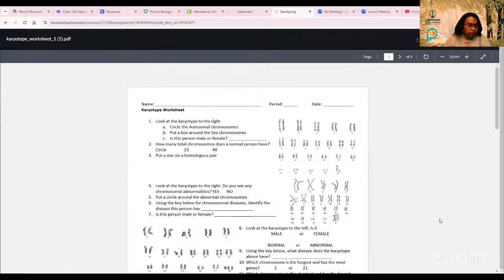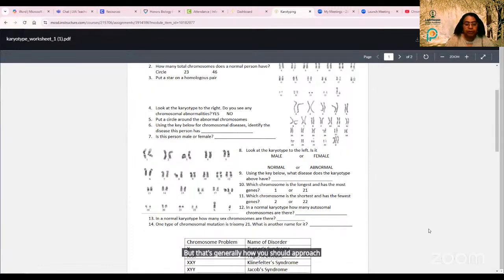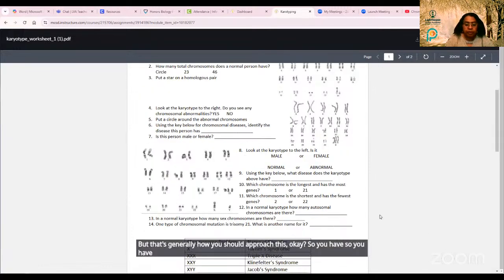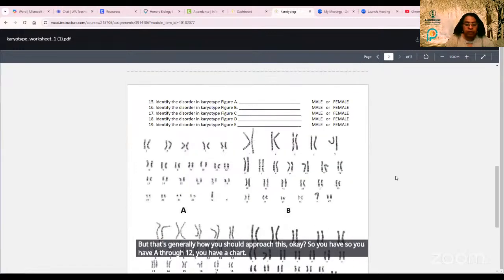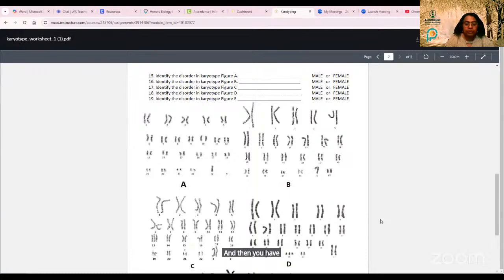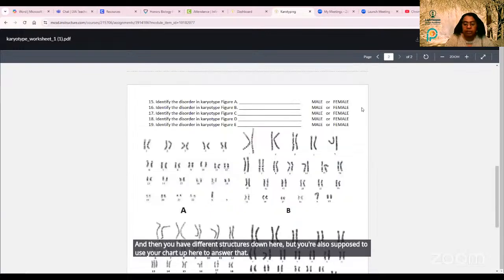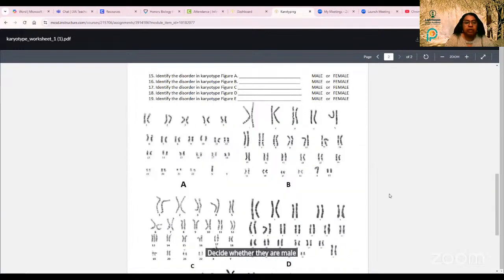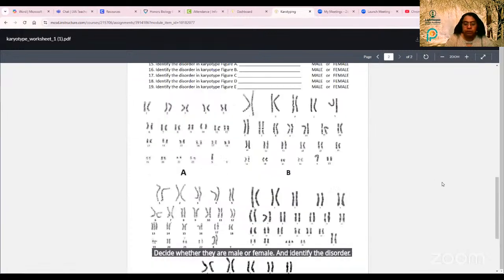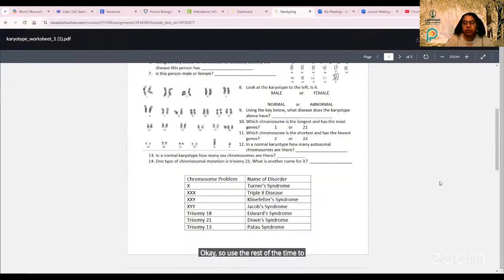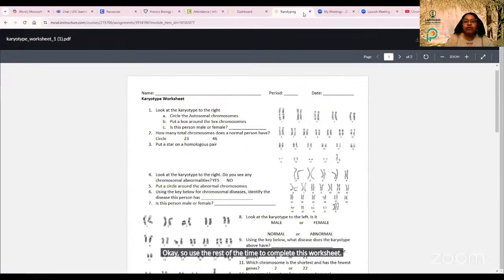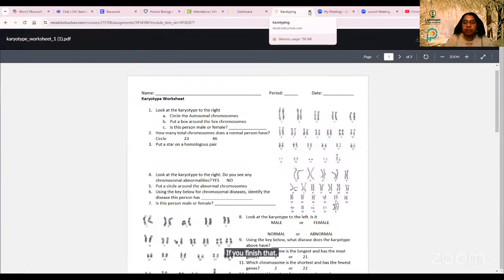So I'm going to let you continue working on this worksheet, but that's generally how you should approach this, okay? So you have 8 through 12, you have a chart, and then you have different structures down here, but you're also supposed to use your chart up here to answer that, decide whether they are male or female, and identify the disorder. Okay, so use the rest of the time to complete this worksheet. If you finish that, complete it, upload it.